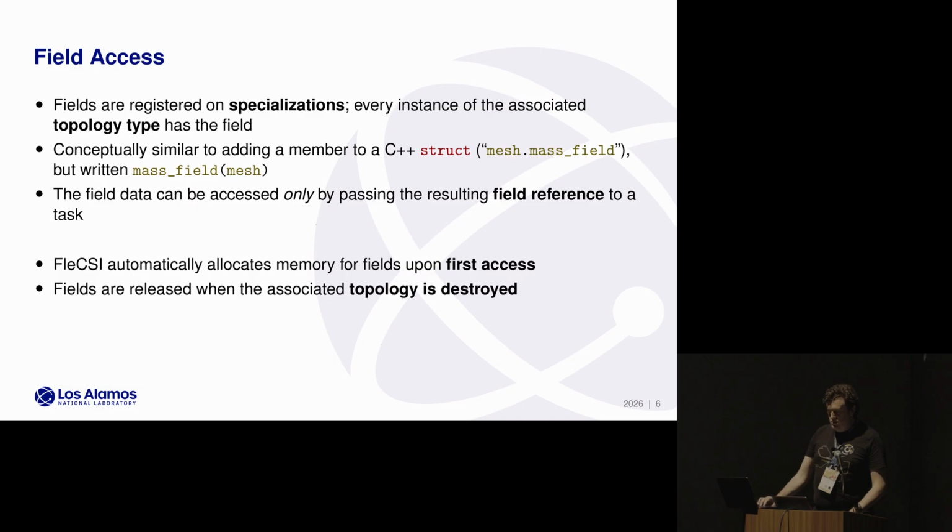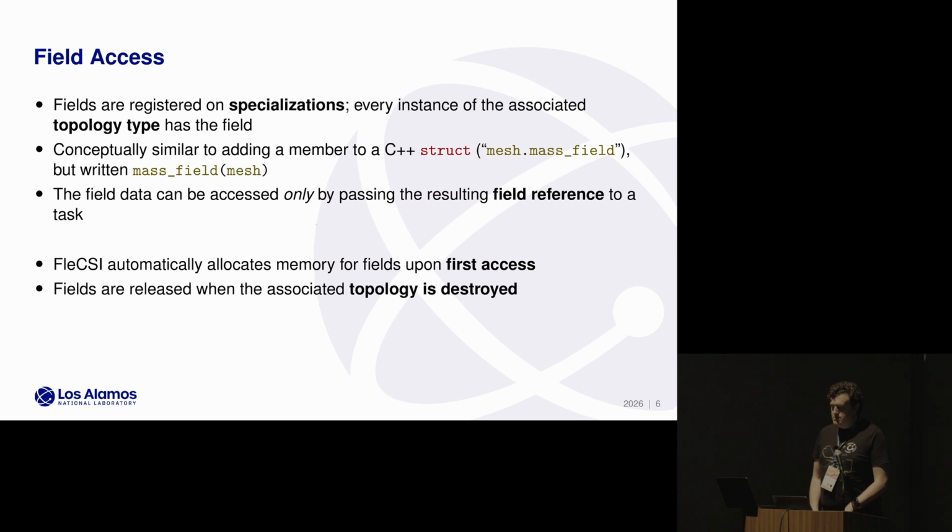So in order to talk about providing data to a task, we have to talk about the connection between the fields and the tasks. We registered fields on specializations. This causes every instance of the associated type to have that field. It is as if we could add a member to the C++ type that is our mesh, as if we could write mesh.mass_field once we have a mass field, but that's not actually valid syntax. So instead, we write mass_field as a function of the mesh.